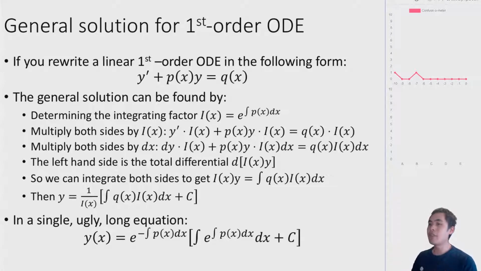If you want, you can take the time to figure out what the function f is. Or it turns out that for this particular type of equation, that function will always be I of x times y. And then you can integrate both sides, and that gives you the equation.